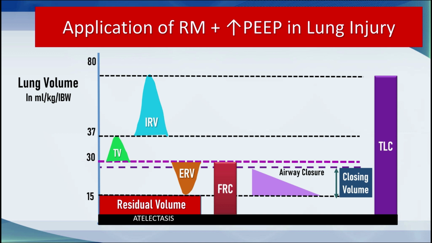FRC has been recovered, and now FRC is above closing capacity, which will improve overall gas exchange. The saturation and the PF ratio should significantly improve. However, understand where this recruited lung volume has come from. Some of it has been reverse atelectasis, but much of it has come from the inspiratory reserve volume, and this always occurs in open lung approaches to lung injury. The total lung capacity has changed very little.